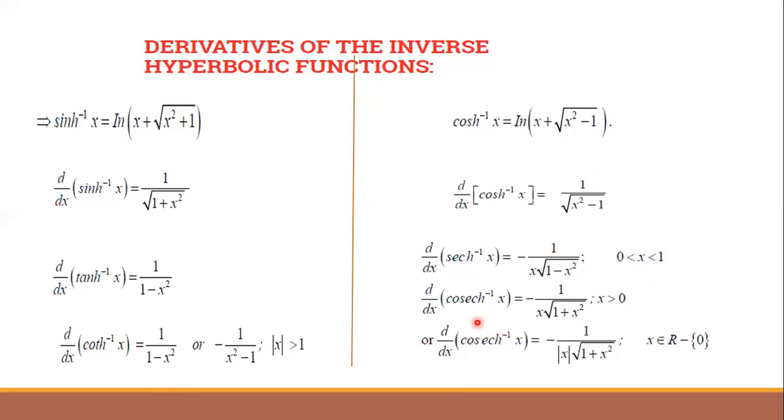And the derivative of cosecant hyperbolic x is minus 1 over x into square root of 1 plus x square, provided that x should be greater than 0. And the last is the derivative of cosecant hyperbolic inverse of x, which is minus 1 over mod x into square root of 1 plus x square, where x belongs to real numbers except 0.